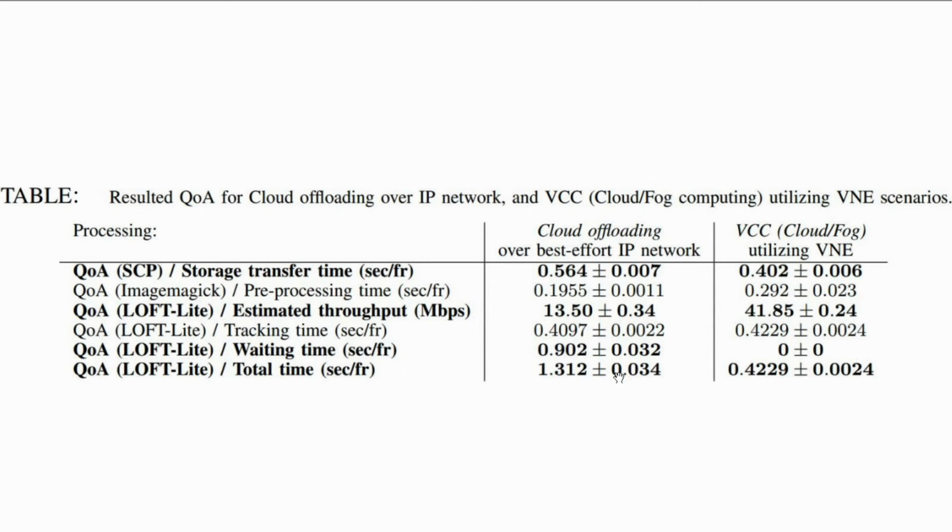And also the final time: in the VCC case, our final time is equal to the tracking time per frame. In the cloud offloading case, this final time is equal to tracking plus waiting time, and is much higher than in the VCC case. So based on these results, we can conclude that VCC is a more flexible and scalable paradigm and allows us to do visual computing in disaster scenarios much faster, saving not only time but also human lives.